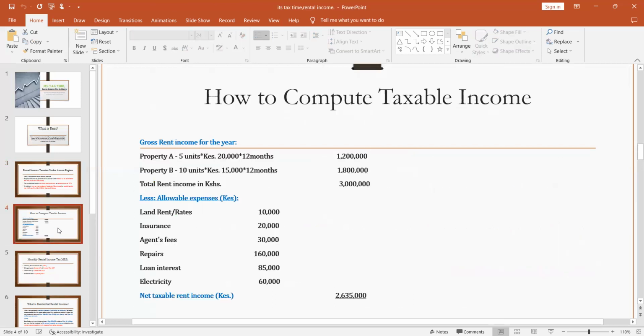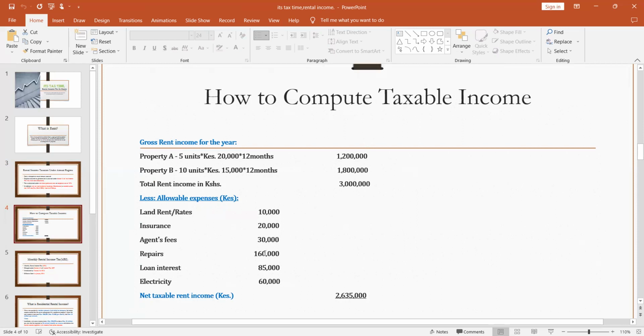So then, all the expenses that you incurred towards the generation of this 3 million will be allowable expenses. You'll be allowed to deduct all these expenses from the 3 million. So if you had land rates of 10,000, you'll be able to subtract it from 3 million. If there's any insurance on the properties, we deduct it. If you have agent fees, it could be the people who collect the rents for you, even the bank could collect and charge for you. That is what we call the agent fee, the people acting on your behalf.